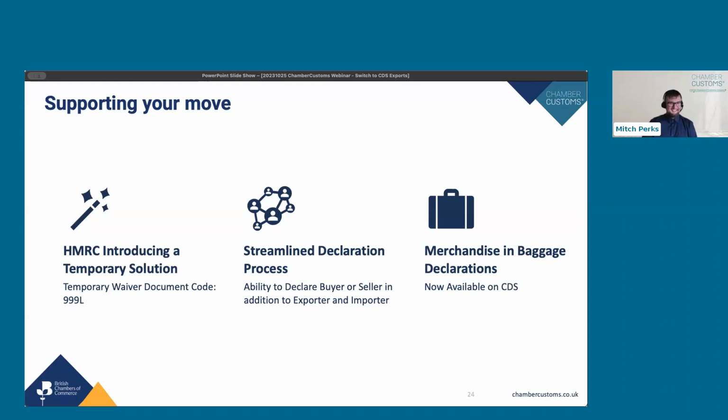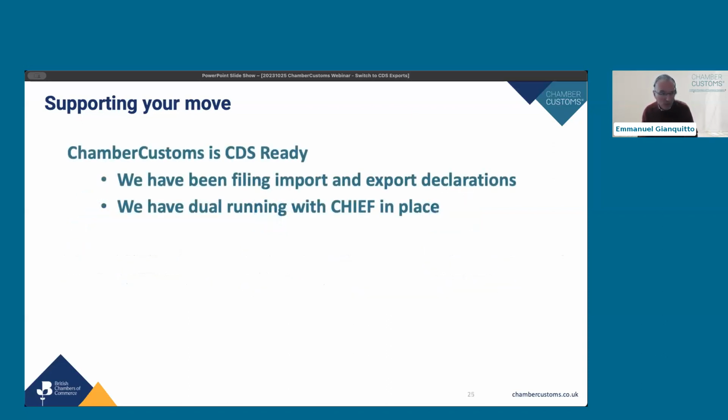That's true. So I think we touched upon the ability to declare additional parties in importer and exporter and why, and that merchandise and baggage declarations can now be filed on CDS. So that's great, and it's moving CDS forward. So Justin, do you want to just go through this just to conclude before we answer the last few questions?